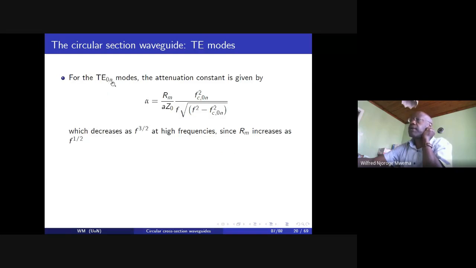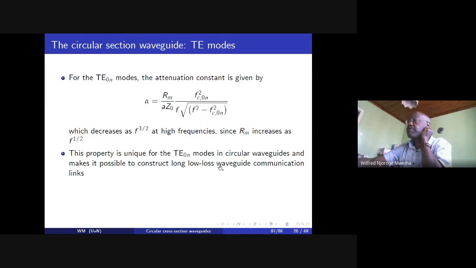For the TE0n modes, the attenuation constant is given by α equal to Rs over ηa times (fc squared over f squared) times f into that equation there. And this will decrease as f raised to 3/2 at high frequencies, because Rs also increases as the square root of f. This is a unique property of TE0n modes in circular waveguides, and it makes it possible to make very long, low-loss waveguide communication links. The problem is that for the TE0n modes to propagate, other modes will also be propagating, and therefore it's usually very difficult to have single mode operation of the guide.